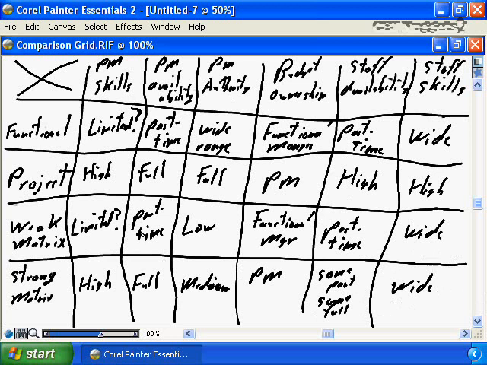So with this comparison grid, you have a pretty good breakdown of the pros and cons of delivering a project in a functional environment versus a project environment versus a weak matrix versus a strong matrix environment. Be aware of the issues and concerns raised in this comparison grid when you are assigned project management responsibilities in one of these variations of each of these project organizational structures.